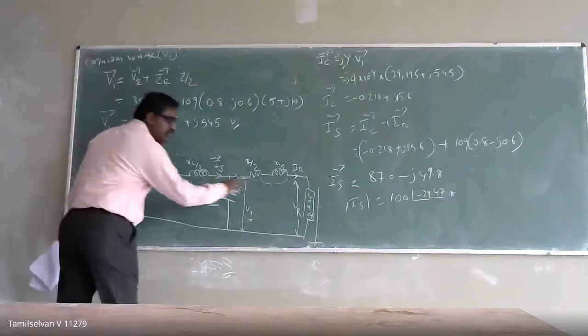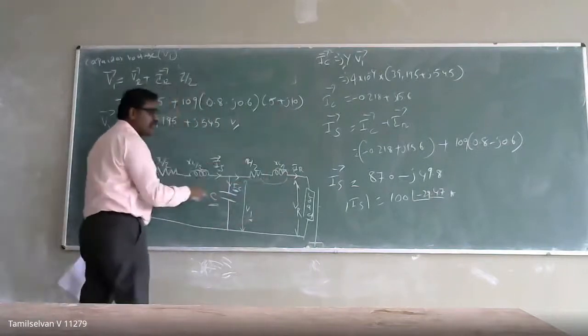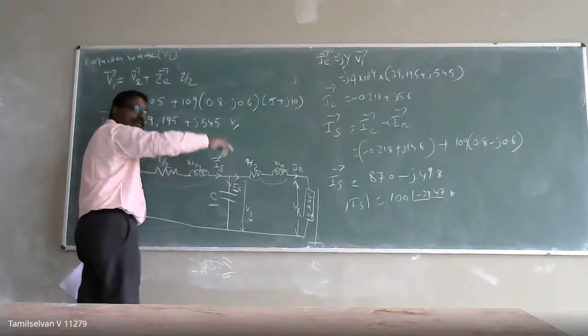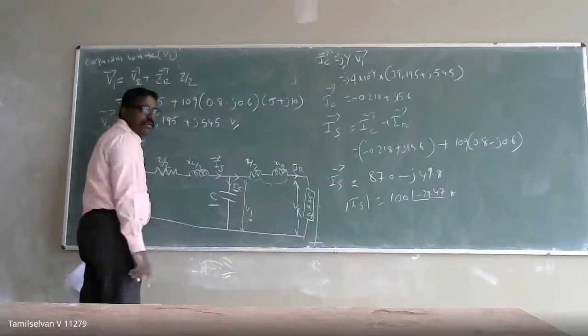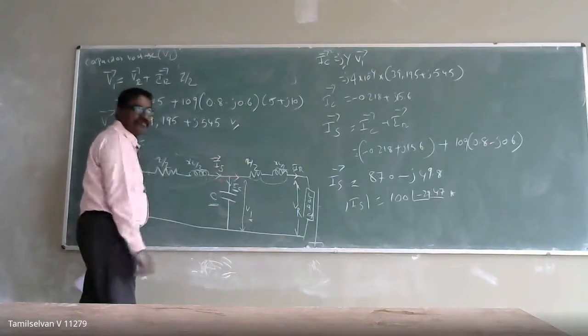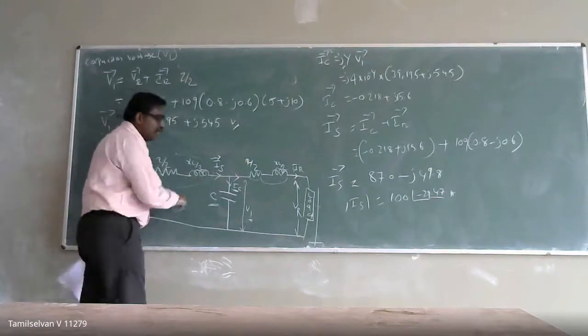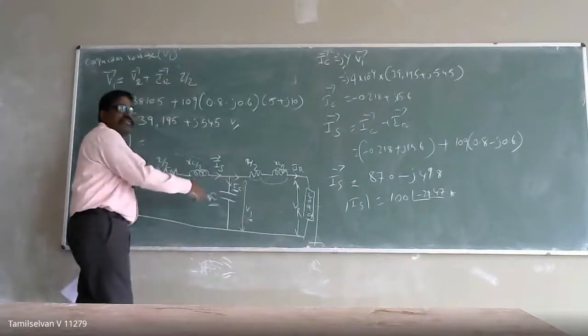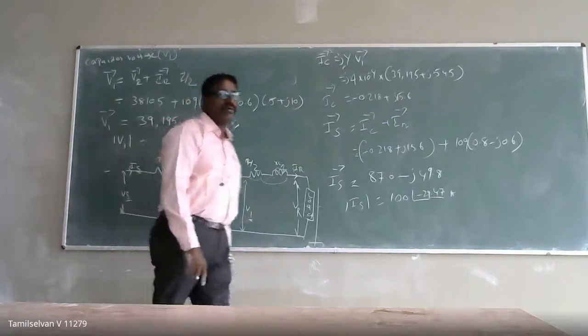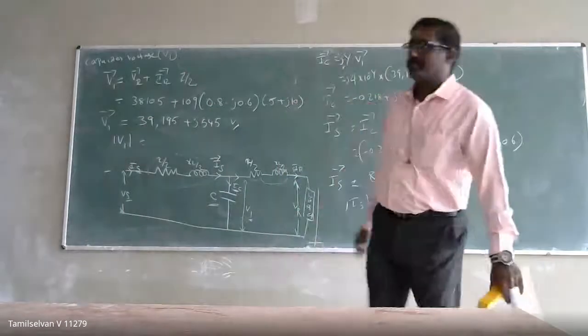Here, with the help of this equivalent circuit only, I am writing the expression and finding this. But if you know the vector diagram, you can also draw the vector diagram and calculate. For drawing the vector diagram, you have to know the equivalent circuit. If you know the equivalent circuit, then only can you draw your vector diagram or phasor diagram.